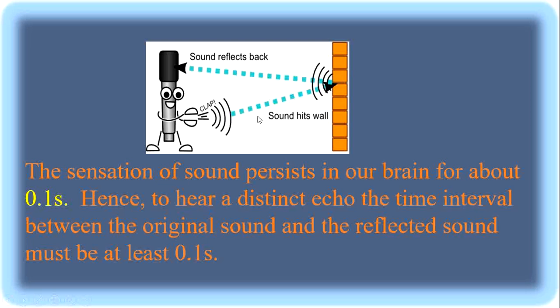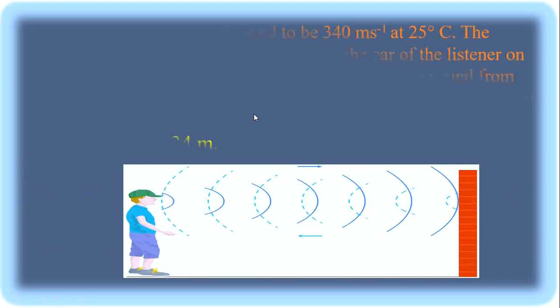So here the time interval between the original sound and the reflected sound must be at least 0.1 second. See this diagram, it is the original sound and it is the reflected sound. So the time interval between these two sounds must be at least 0.1 second.